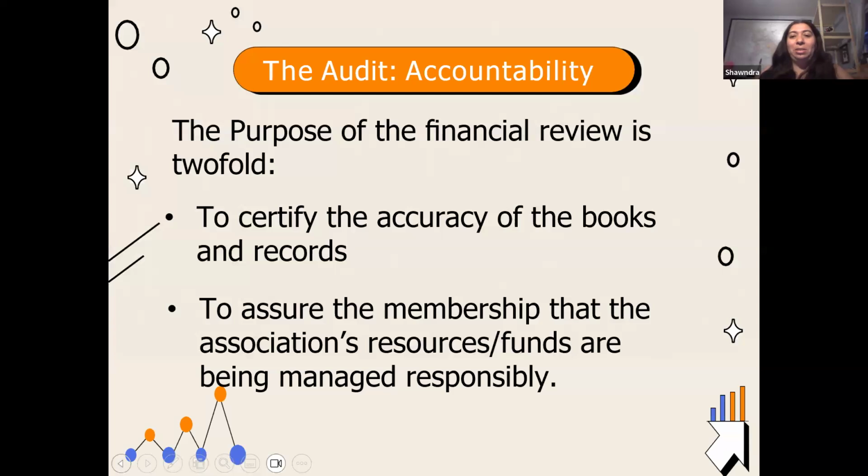So the purpose for the financial review is twofold. One, it's to certify the accuracy of the books and the records. So you've got to make sure that you've got all of your receipts, you're tracking where your budget's being spent and what money you brought in. And it's to assure the membership that the association's resources and funds are being managed responsibly. Again, this isn't your money, it's not the board's money, the money belongs to the membership. So we do need to be accountable to them that we are being wise with the money.